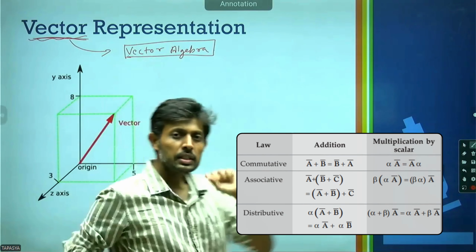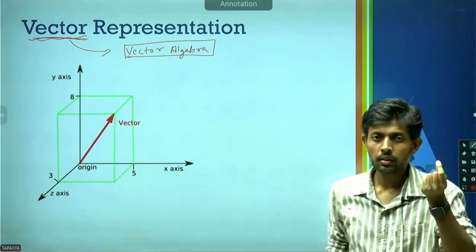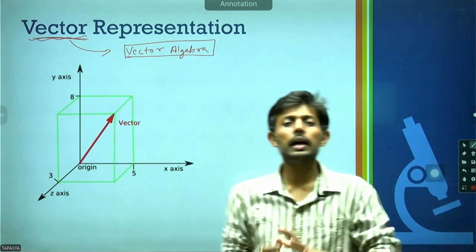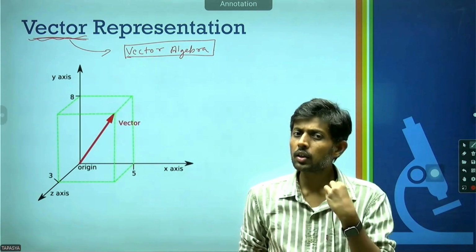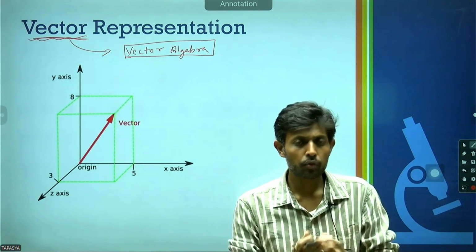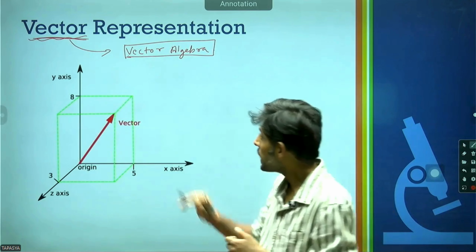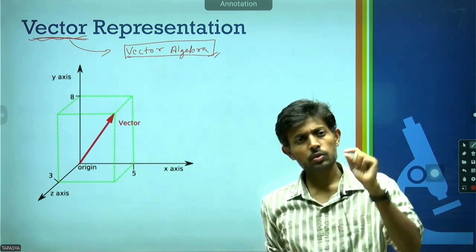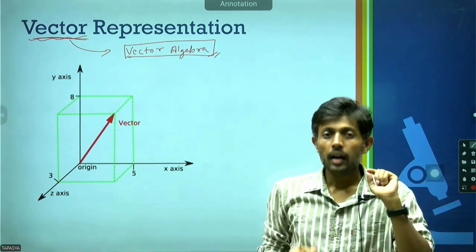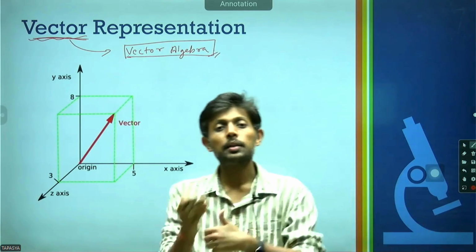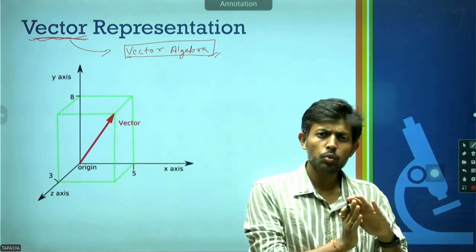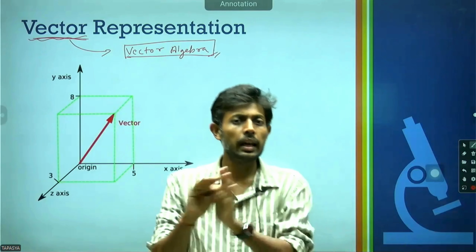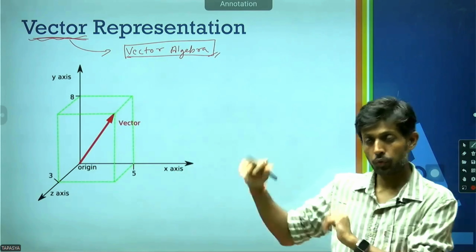Now, this behaves slightly different than the normal algebra that you've studied using variables. In essence, vector quantities are intrinsically different from scalar quantities. That is why vector algebra is also slightly different. How to add two vectors, how to multiply two vectors, they would follow certain rules which you have not seen till now. So these would be new for you.